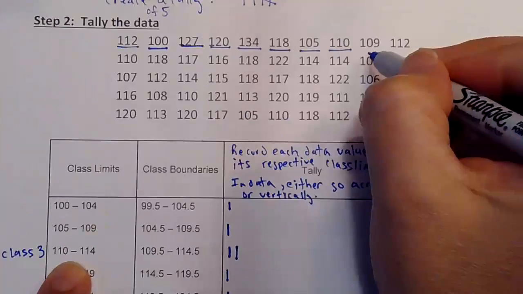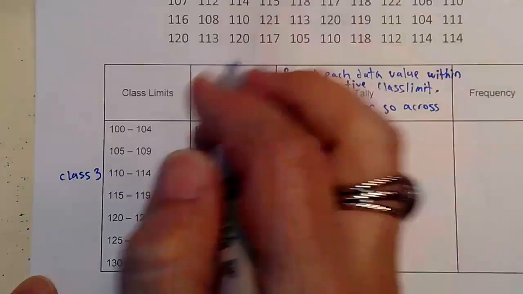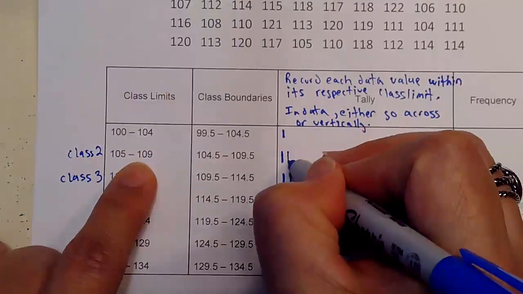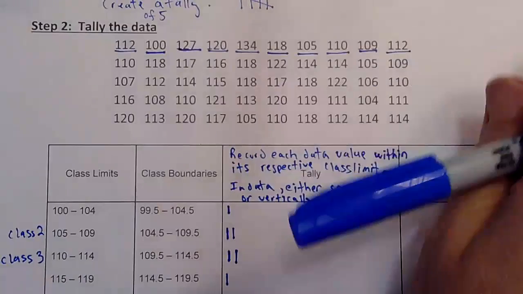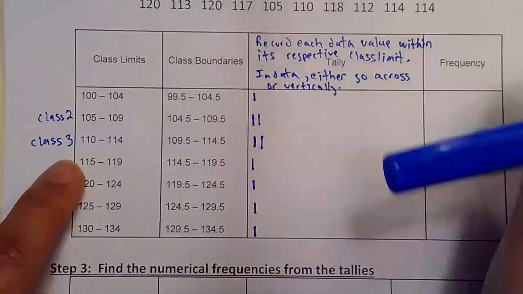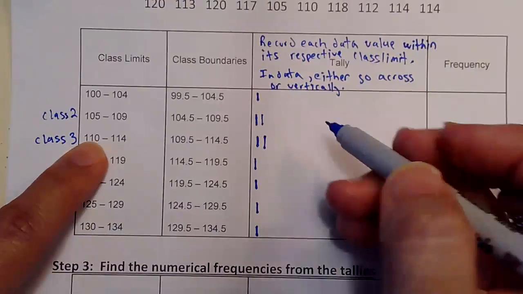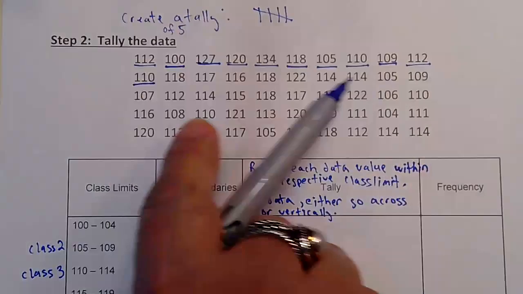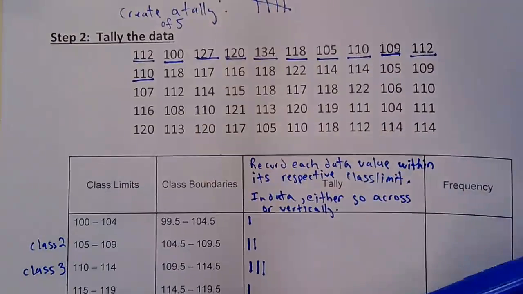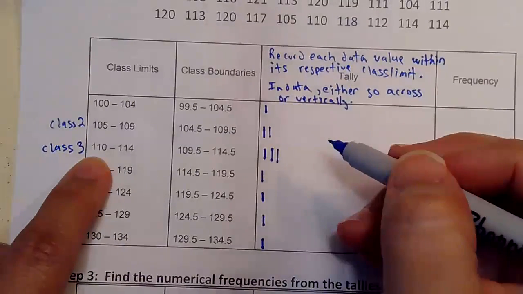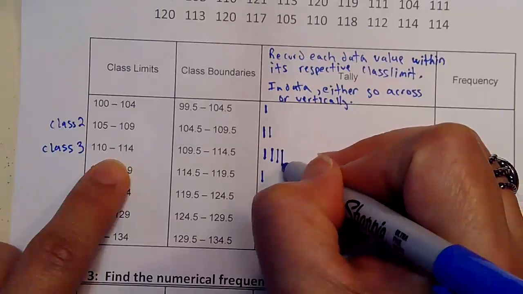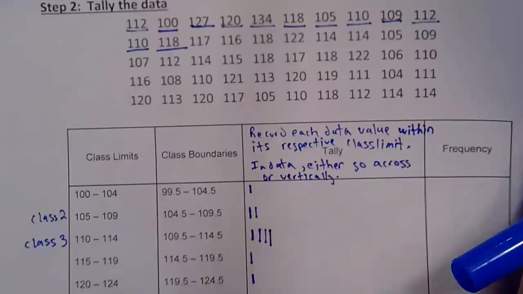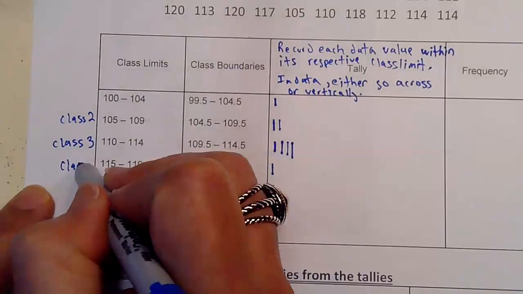Then I have 109, so that fits under class 2, 105 to 109. Then I go to 112. 112 fits within class 3, 110 to 114. Then I go to 110, so I started my second row. 110 again goes under class 3, 110 to 114. So that has 4. Then I have 118. So 118 fits under class 4.